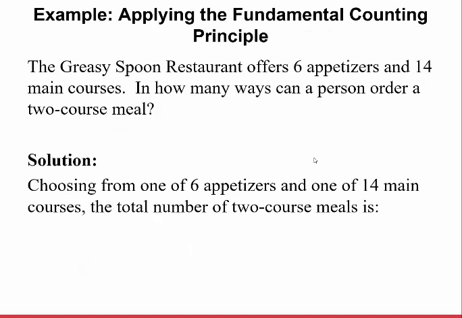Let's do another one. The Greasy Spoon restaurant offers six appetizers and 14 main courses. How many ways can a person order a two-course meal? Well, they have six choices for the first option, 14 for the second. So the total number of two-course meals that they could order would just be six times 14, or there are 84 different options.